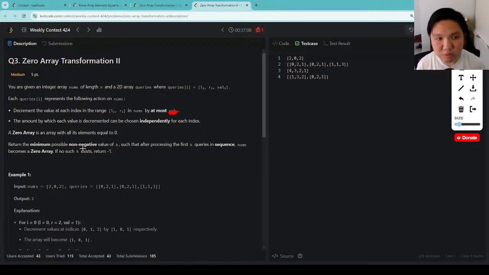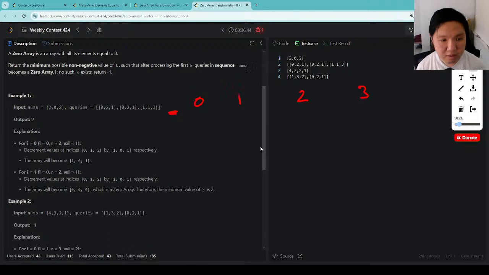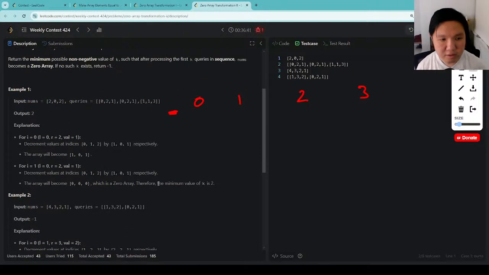So, the minimum possible non-negative value of k, such that processing the first k queries, nums becomes 0. So I think what you need to do here is keep track of where all the pluses and minuses come from. So for instance, let me see. Let's say this one, right?